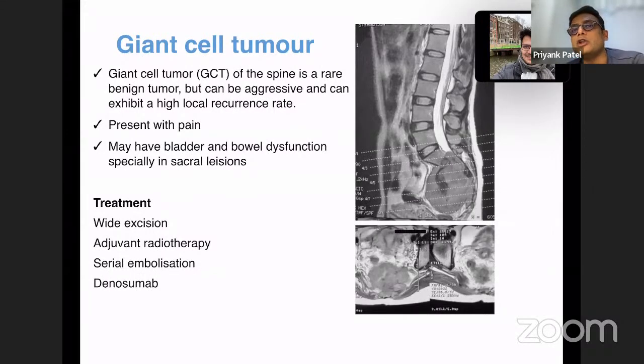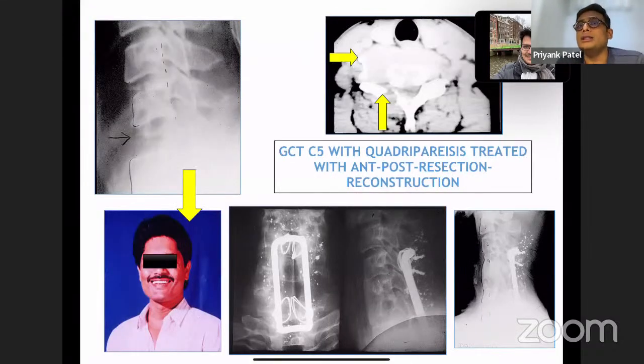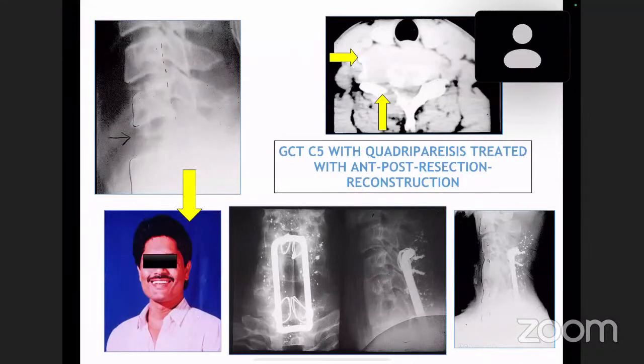And here in giant cell tumor, the treatment is either wide excision, along with radiotherapy, embolizations, or denosumab. So this concept of intralesional curettage, wide excision, these are things that you're going to hear. And when we talk about the surgical principles, I'm going to explain what all of that means. This is a case. Yes, Nitin.